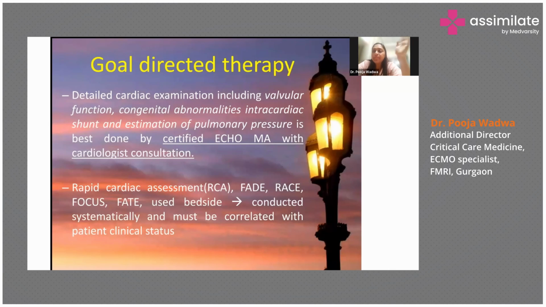But rapid cardiac assessment in the form of some protocols, some FATE, some FOCUS, anything, can be done systematically in the ICU. Then it has to be correlated with the patient's clinical status, because everything you are doing is just a diagnosis, and it has to be correlated clinically with the patient. All right, next please.